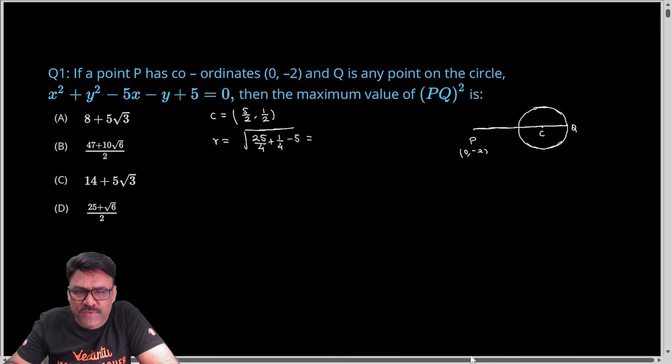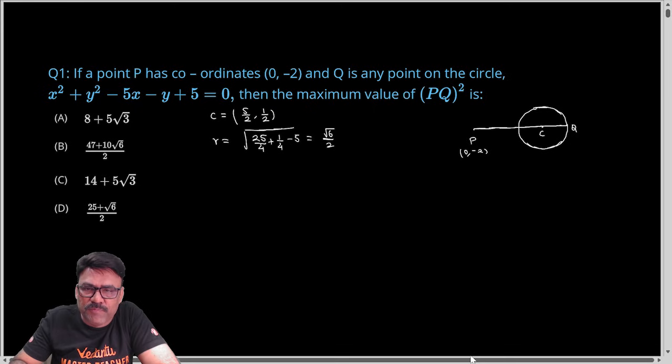25 by 4 plus 1 by 4, so 26 by 4 minus 5. So 26 minus 20 under root, 6 by 4. Or you can say it is root 6 by 2, the radius. So what will be the maximum PQ? Maximum PQ will be PC plus CQ, which is the radius of the circle.